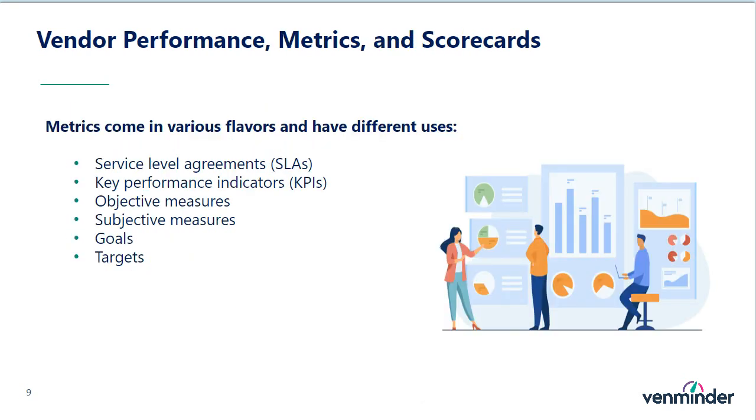When we're talking about vendor performance monitoring and metrics, it's really important to learn how to design and use these tools effectively. Understanding the differences between, say, a target or goal, or knowing if a measure is subjective or objective can really make all the difference in effective performance management. It's really important, for example, to know when to use a service level versus when a KPI will be sufficient.